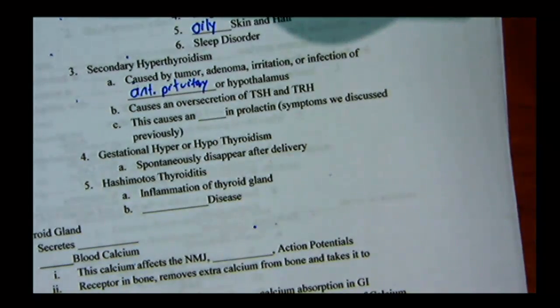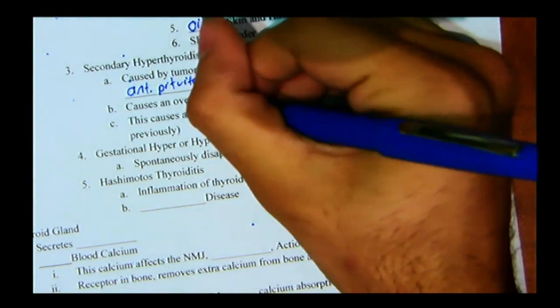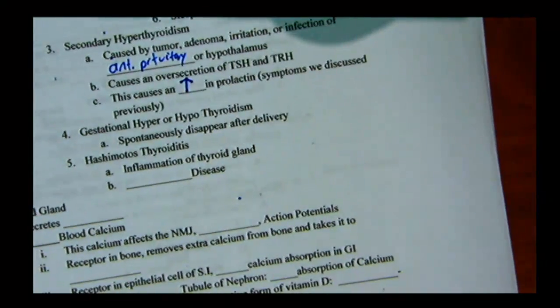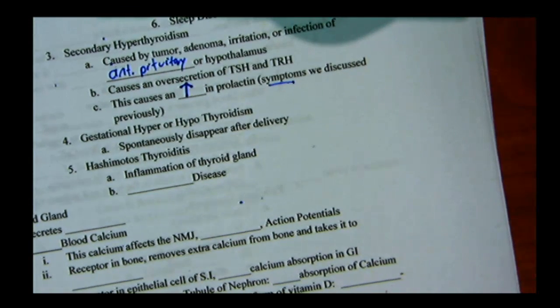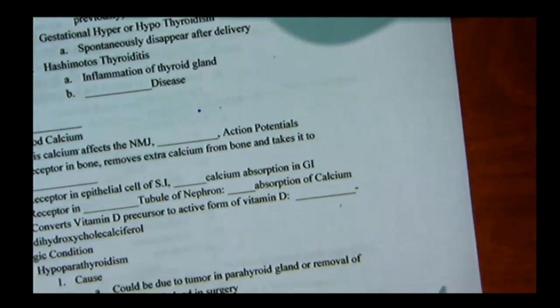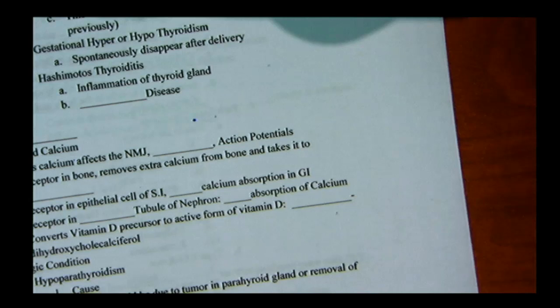So now we have gestational. It could be hyper or hypothyroidism, and it spontaneously disappears after delivery. So basically, when a woman is pregnant, she looks like she has hyper or hypothyroidism, and then it just goes away. The baby doesn't go away, the thyroidism goes away. So then there's Hashimoto's thyroiditis. It's literally the inflammation of the thyroid gland. It could be hypo or hyperthyroidism, and we already know the symptoms of both.